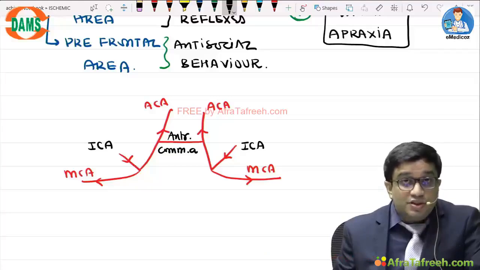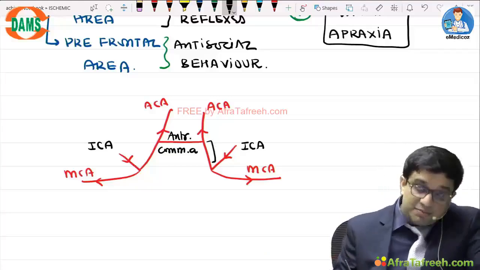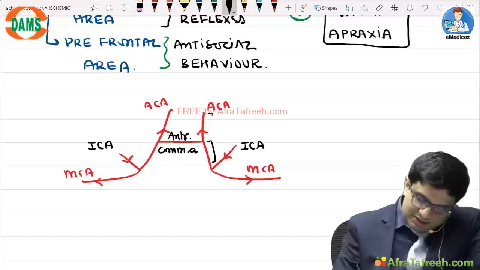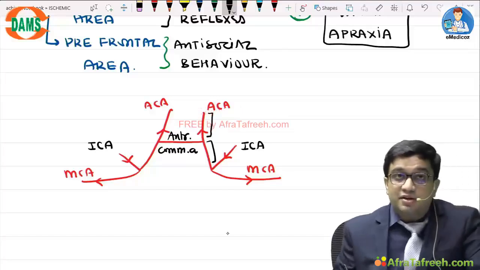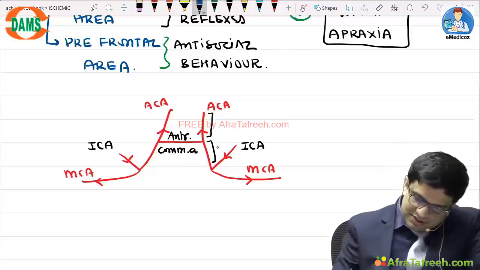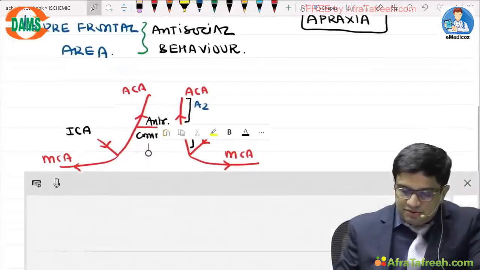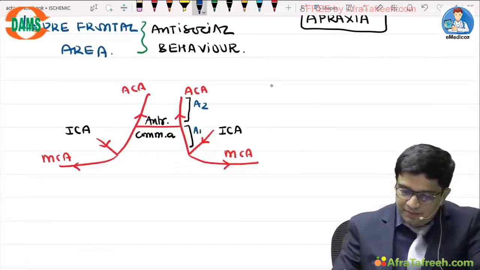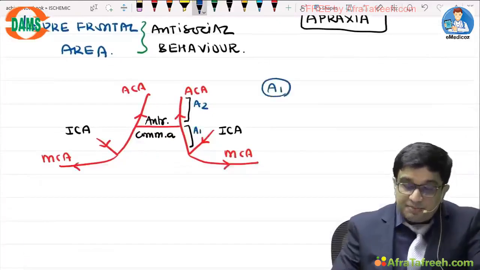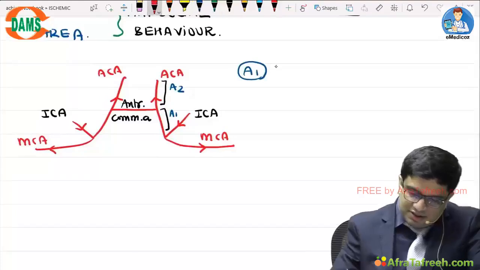So there are two segments which I look at of the ACA. One is before the communicating artery, the other one is after the communicating artery. We can just label and number them. This one is the A1 and this one is the A2 segment. So there are two segments of ACA that we usually find. The A1 segment, right? The A1 segment is actually the pre-communicating segment.